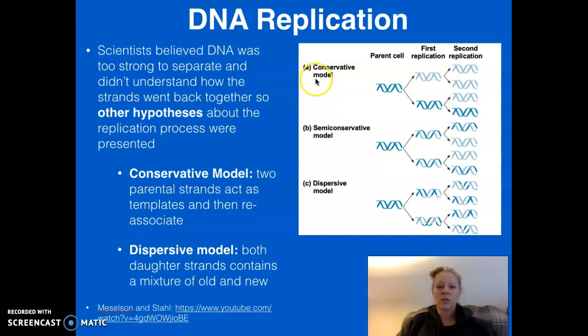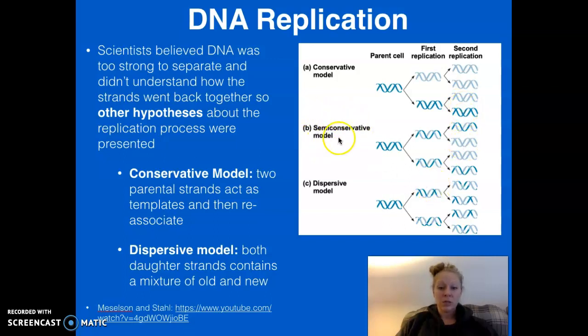There was a conservative model. So if you see here, you have one original strand of DNA, and the strand is conserved all the way through. There is one original DNA strand, and it's copied, it's copied, it's copied. But there are no pieces of the original strand included in any of the replicated versions.